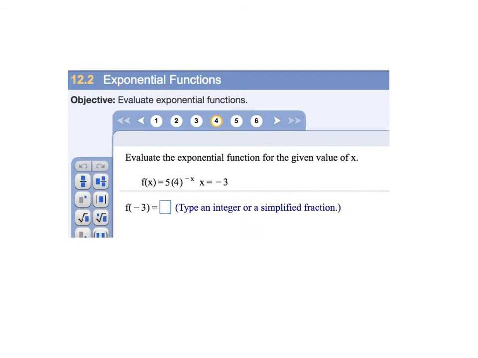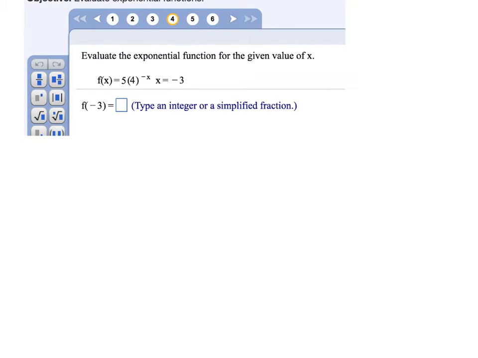All right, more of the same. So we know that our original function is 5 times 4 raised to the negative x, and we want to evaluate the function when x is negative 3. So here's the thing, f of negative 3, sorry.